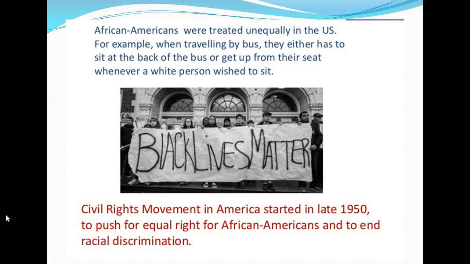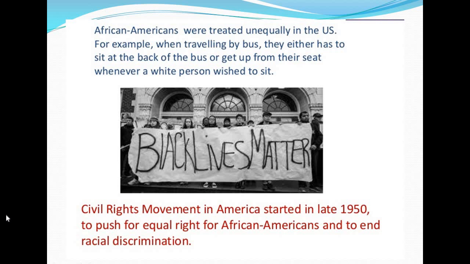The African Americans were a group of people. Again and again I'm using the word African Americans, so who were they? They were the group of people whose ancestors were brought from Africa. They were brought from Africa to America to serve the American people, acting as slaves to them. All right, so basically this was the reason behind the unequal treatment of them.